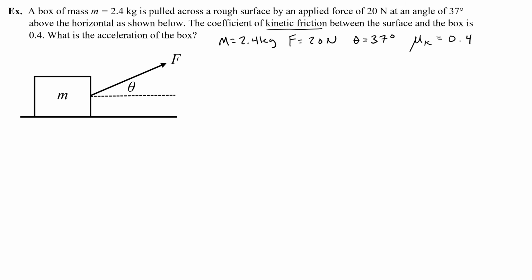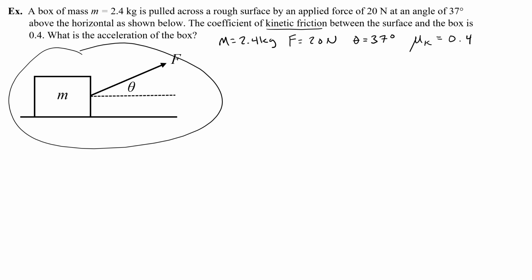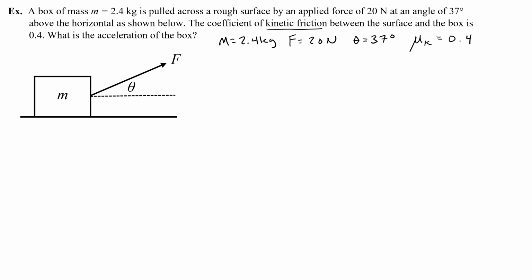Okay, next, I could draw the forces on this box, but now that we have so many forces, and I'm going to turn this applied force into a cosine and a sine component, it probably is a better idea for me to just draw a dot representing the center of the box, and then draw my free body diagram directly on that dot. So let's start with the applied force, F.